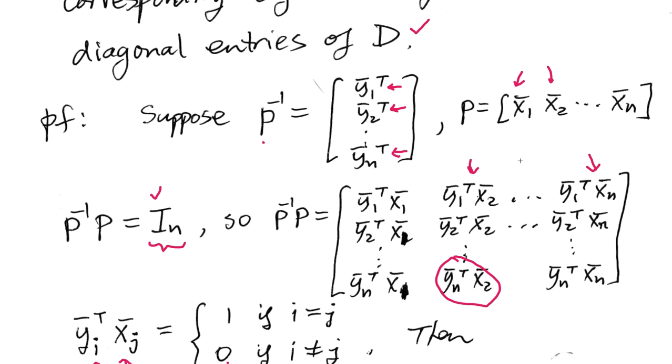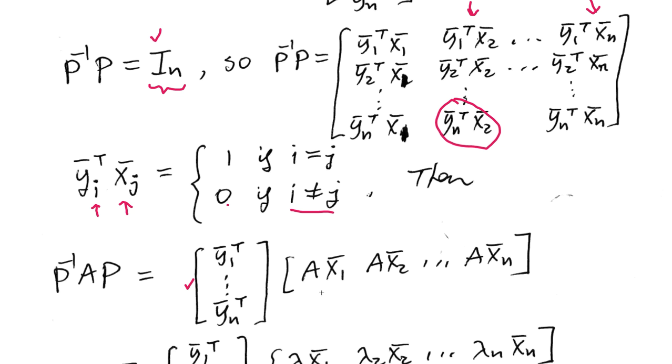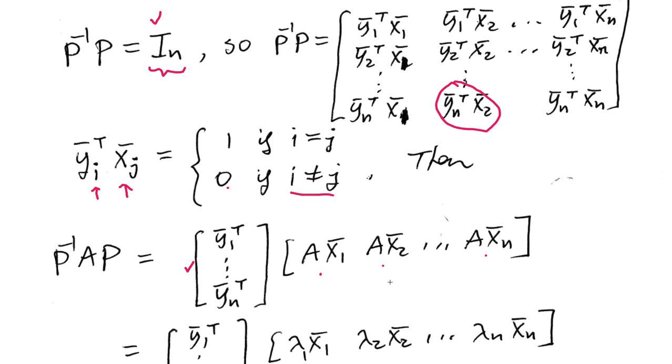A times the first column, A times the second column, so on and so forth, down to what? A times the nth column. And this gives me the columns of the product, A times P. Okay? That's what you would get here.